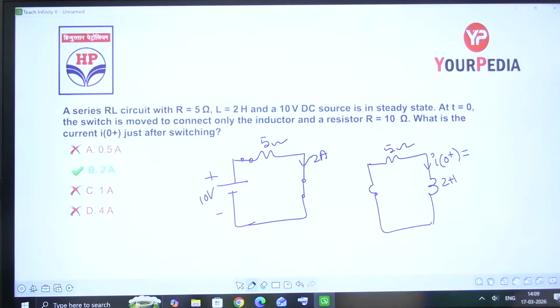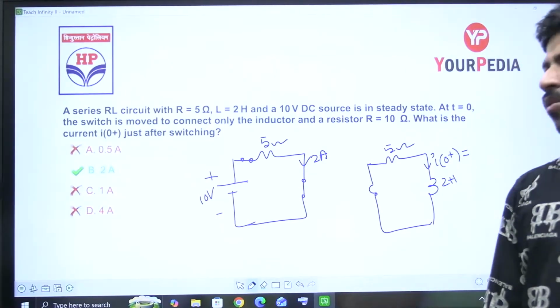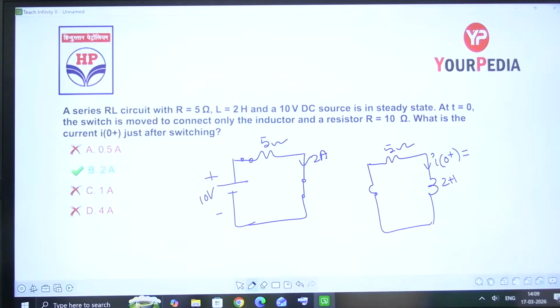Because inductor does not allow sudden change in its current. How much is the current previously? 2 amperes. Even now it is 2 amperes.